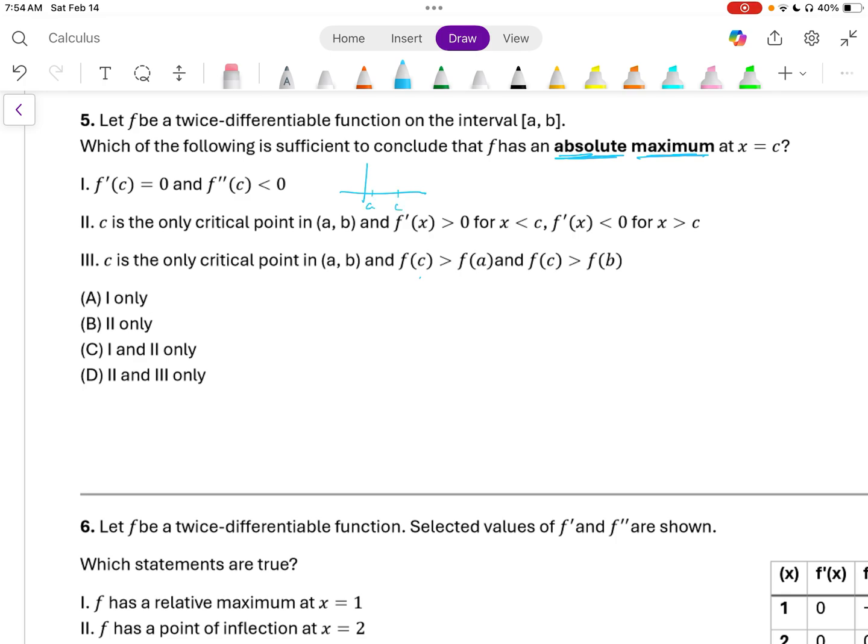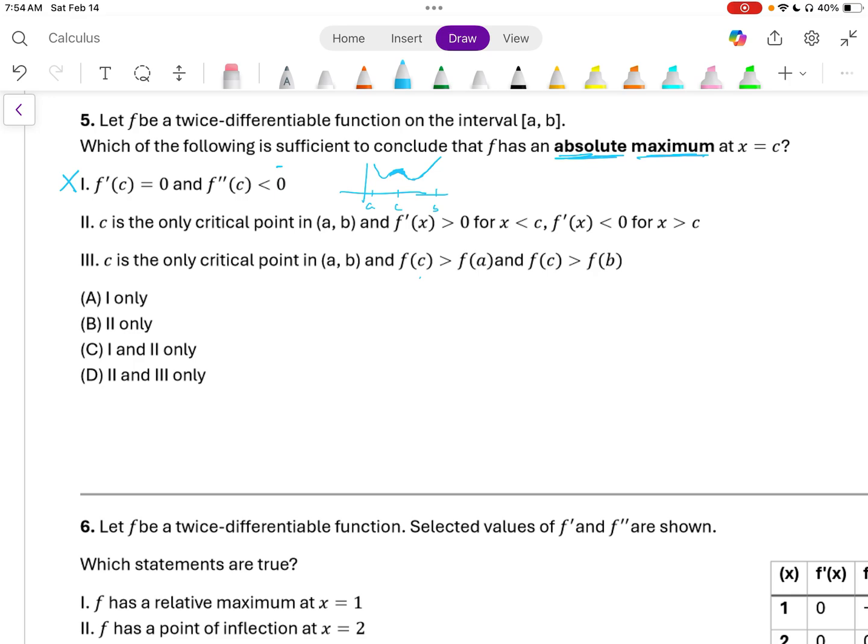So we got a and b. At c, the horizontal tangent line is 0, and the second derivative is negative, so this is concave down here. So this we know is a relative maximum, but we don't know what else happens here. It doesn't tell us a whole lot. So the graph could look like this, or it could look like this, and that's just a relative maximum, not necessarily the absolute maximum. So that is not enough information.